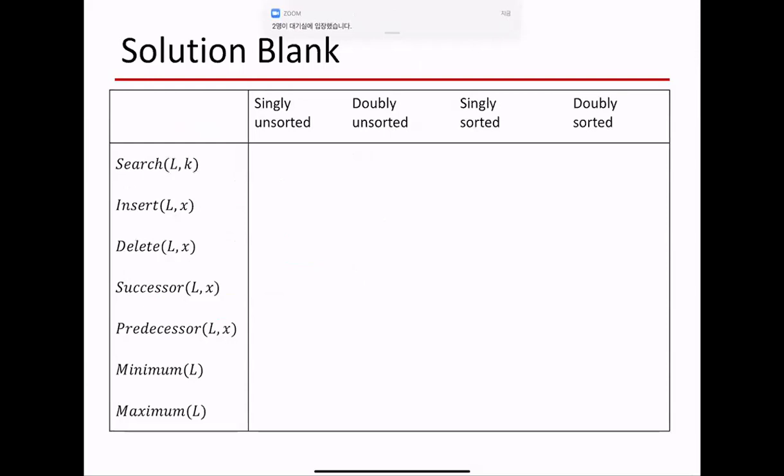So what's the time for the singly unsorted search? Anybody? It's O(n) because it has to go through a linear search. What about doubly unsorted? It's O(n), still. And sorted? It's O(n). They're all O(n) because of linear search. Doubly sorted, O(n). So can you fill out the rest of the values?